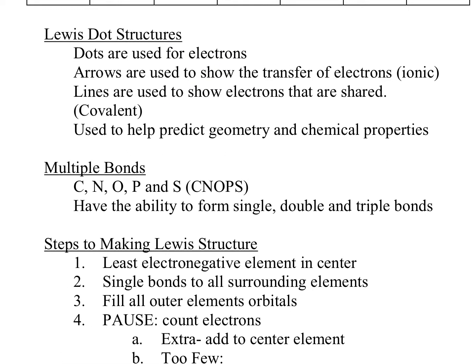Now, Lewis dot structures. We use a dot for each of the electrons, and remember we're only talking about one type of electron, the valence electrons. There are some limitations to the Lewis dot structure. Yes, we show valence electrons, but we just show that there are 8 general electrons. We don't talk about the orbitals there. We don't say whether they're in S or in P, we just say there are 8.